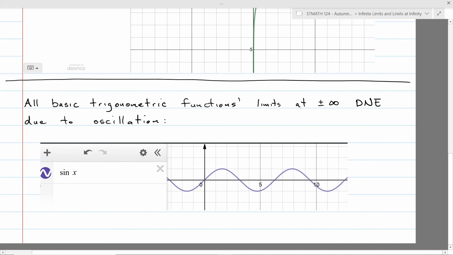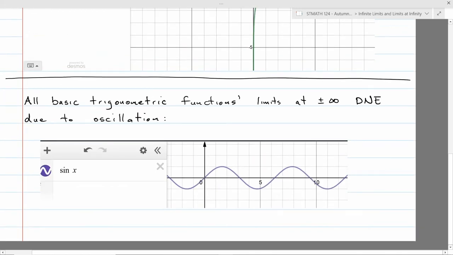And so as x goes to infinity or negative infinity, it never settles in on any particular value that it's getting close to. It also doesn't blow up and go to infinity or negative infinity on the y values. It just keeps bouncing up and down between negative one and positive one. So all you can say about trigonometric functions' limits at infinity is that they don't exist due to oscillation.